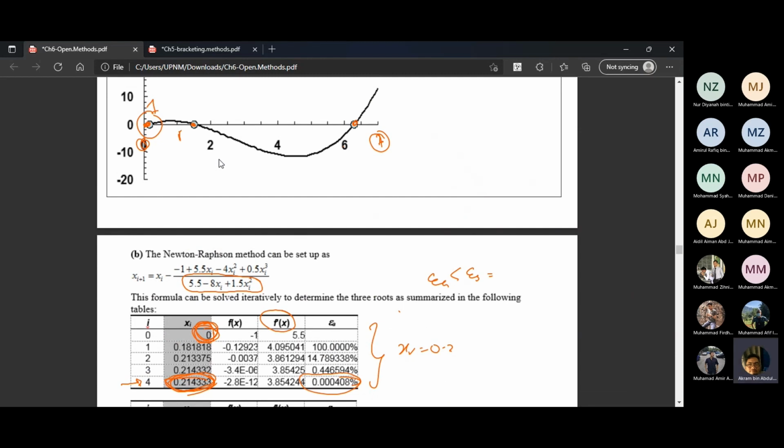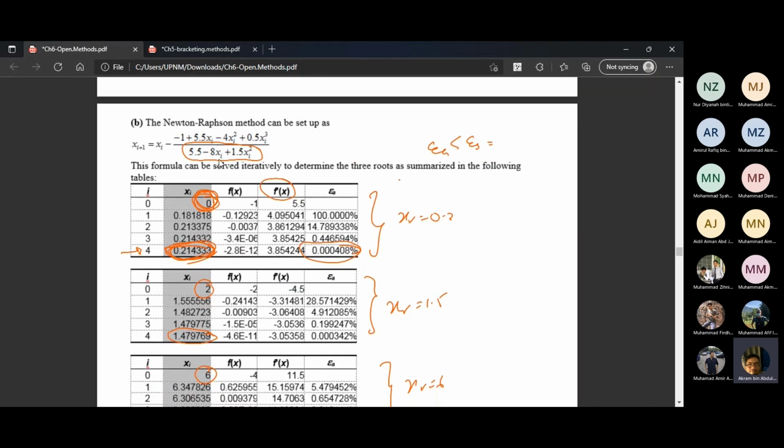For the second root, we know that this second root is nearby this value of x. So you can choose, let's say you want to use x equal to 1. So go on, there is no harm. But in that example, we choose x equal to 2. So by using x equal to 2, we do the iteration by using the same Newton Raphson formula that we have modified.